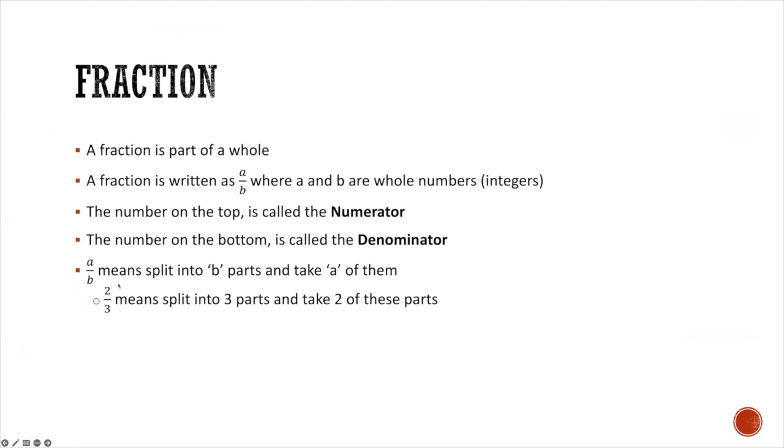This A over B means we are splitting something into B parts and taking A parts from that. So 2 over 3 means we are splitting into 3 and taking 2 parts from that.